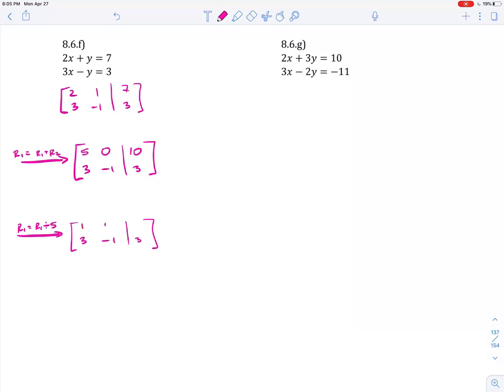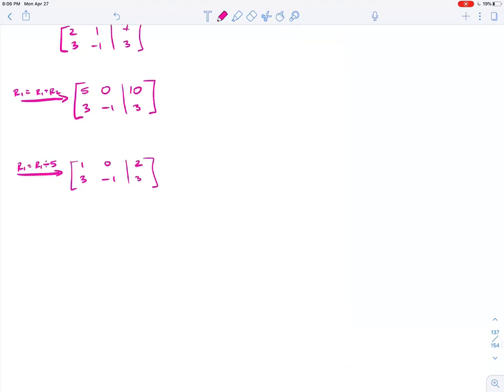Again, I haven't changed row 2. That's still this. But row 1 is getting divided by 5. 5 divided by 5 is 1. 0 divided by 5 is 0. 10 divided by 5 is 2. And at this point, this row really tells us that x is 2. We just don't know what y is. That's alright. We're going to finish this thing off. Get out of here, random info.